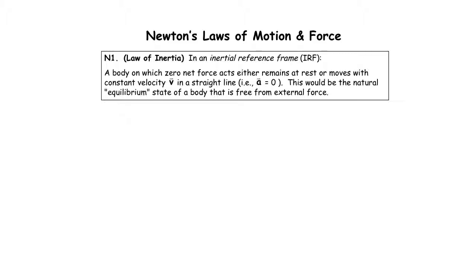So here's Newton's first law, sometimes called the law of inertia. Here's what it says. In an inertial reference frame, a body on which zero net force acts either remains at rest or moves with constant velocity v in a straight line. This would be the natural equilibrium state of a body that is free from external force.